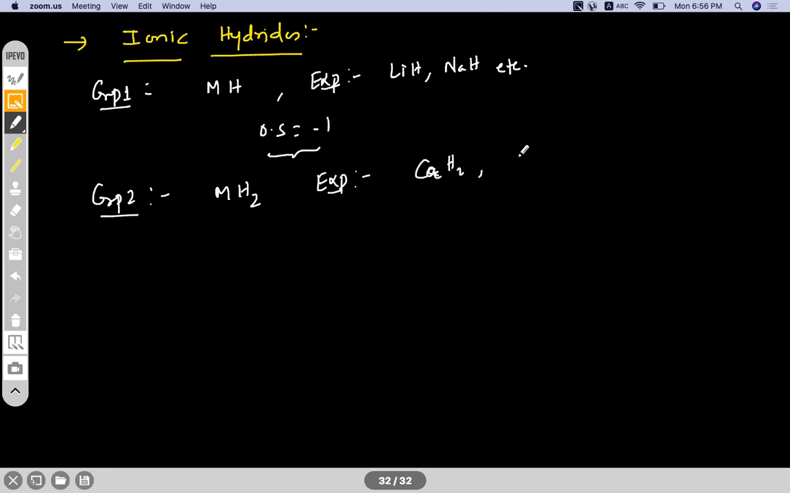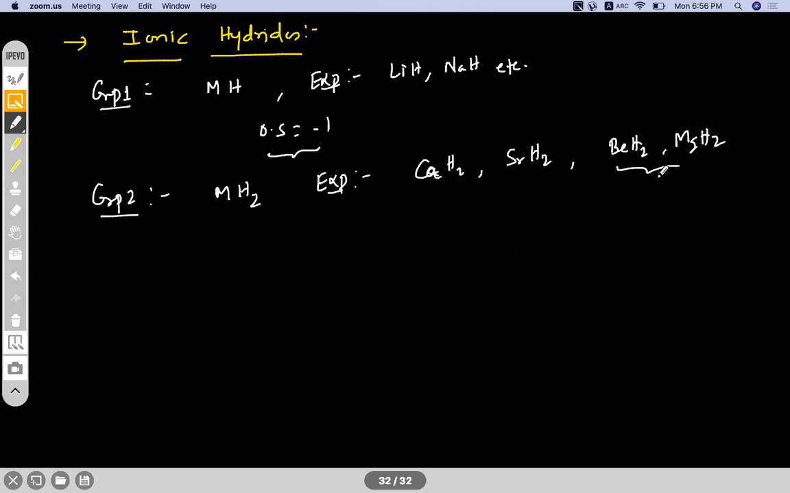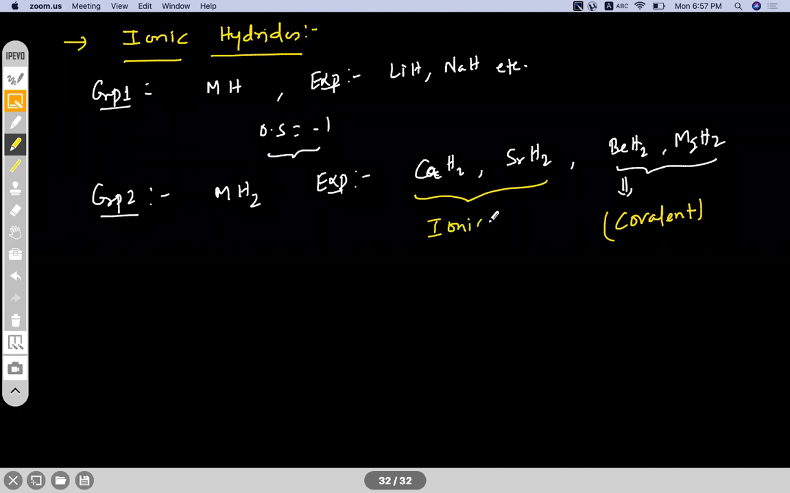We have SrH2, BeH2, MgH2. It forms this type of hydrides, but these two hydrides are covalent in nature. It's not ionic, it's covalent. And that is because of Fajan's rule, polarization, small size. The covalent character of BeH2 is more than that of MgH2. Okay, these are the ionic hydrides we have.